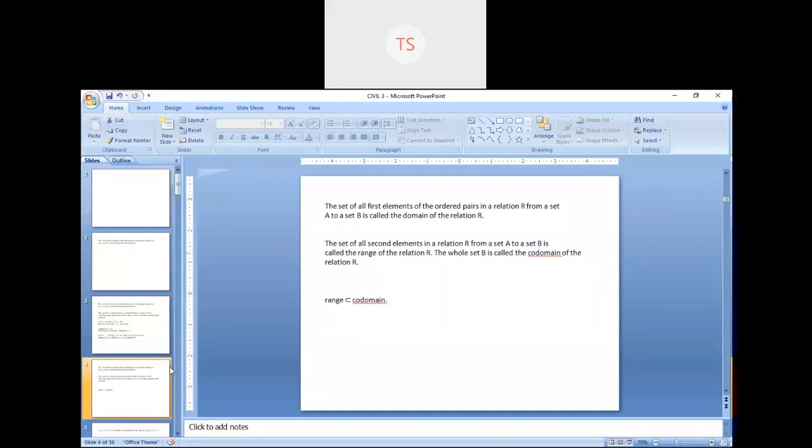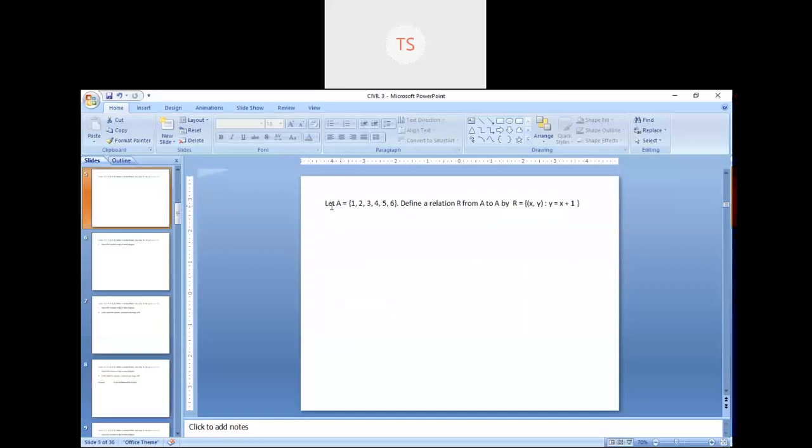So next, this is one example. Let set A be equal to {1, 2, 3, 4, 5, 6}. Now define a relation R from the set A to the set A by R equals {(x, y)}. That means the relation R contains the ordered pairs (x, y), where the relation between x and y is always y equals x plus 1. So the set A is 1, 2, 3, 4, 5 and 6, and the relation R is (x, y), where y is equal to x plus 1.